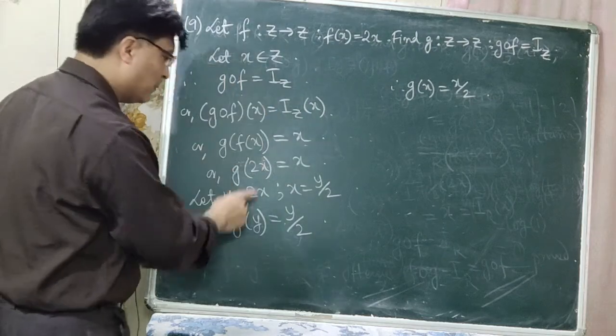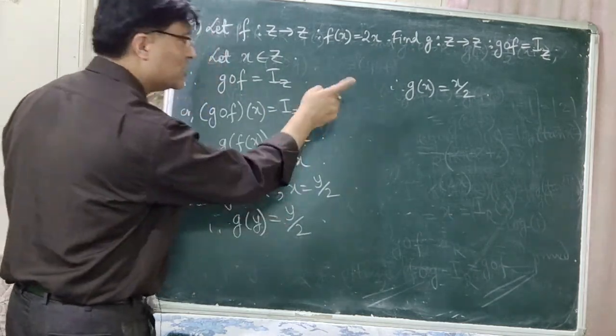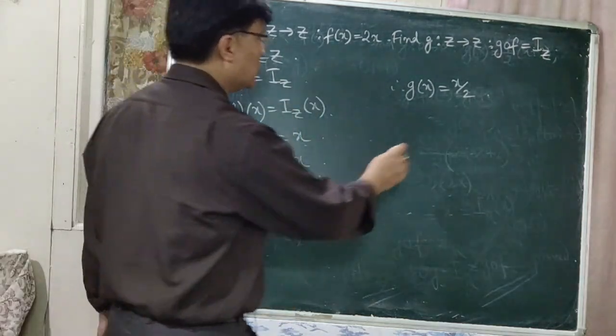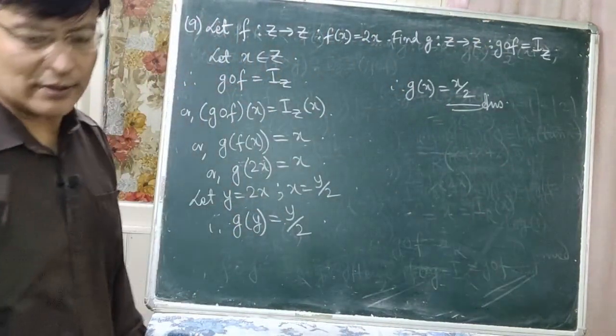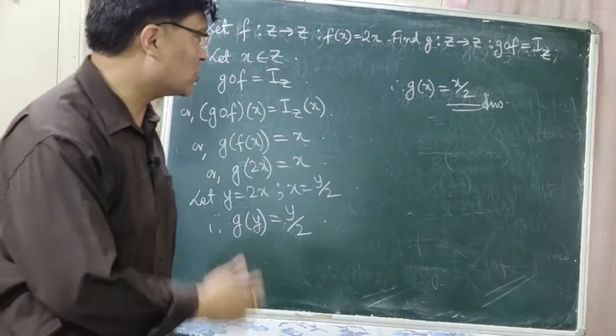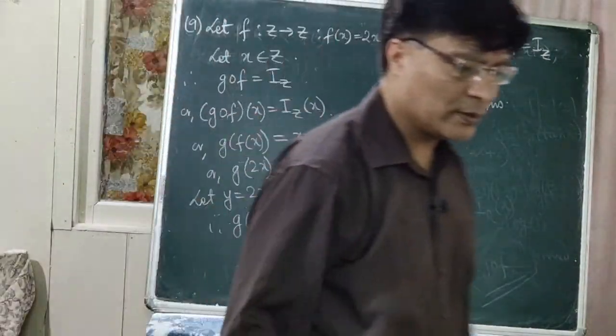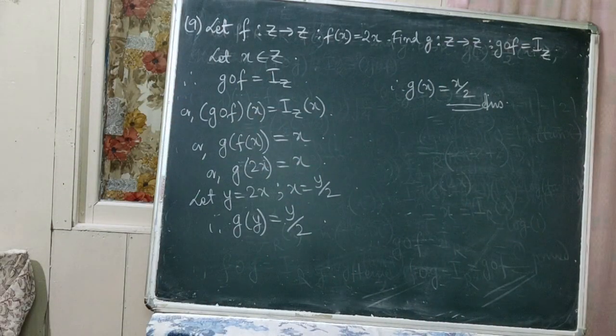So now you can replace y by x. So what is g of x equal to? This is x by 2. So this is the final answer. So I think you have understood it. So you can copy it. This question is an important question. Okay, so now we'll do the next question now.